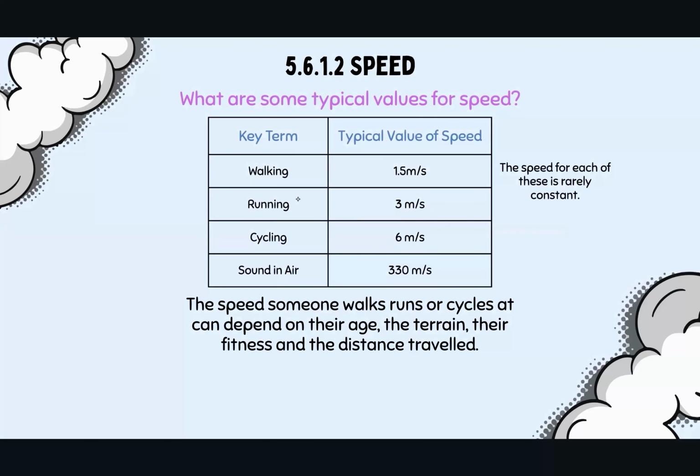Now here are some typical values for speed. It is something that needs to be covered from a curriculum perspective, being able to estimate and have an understanding of, and it sometimes comes up as a 1 mark question. I've seen it more in foundation papers. Walking is around 1.5 meters per second, running is 3 meters per second, cycling 6 meters per second. You do definitely need to know this. The speed of sound in air is 330 meters per second. And obviously, an understanding that these are never constant. Each person will have a different value, and we go faster and slower at different points.